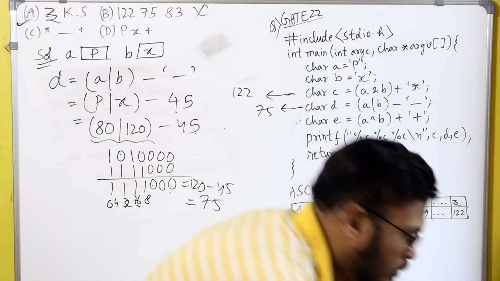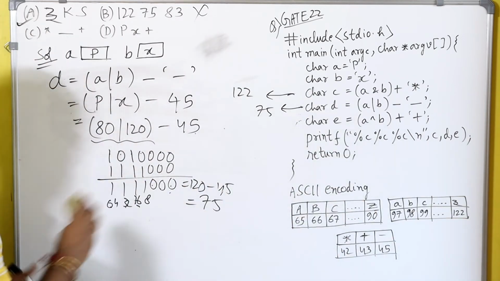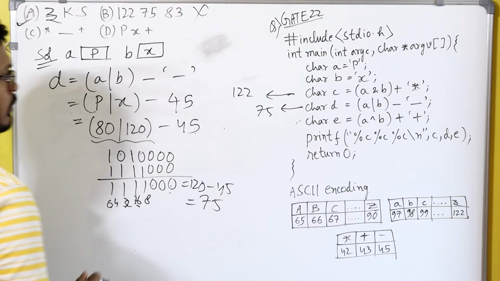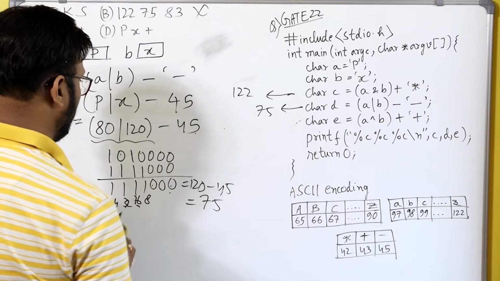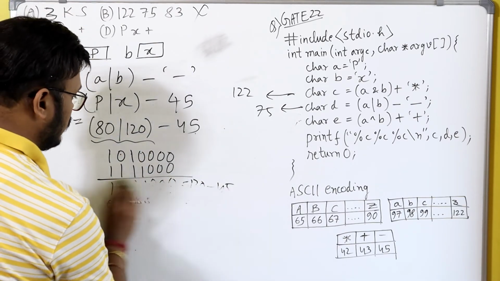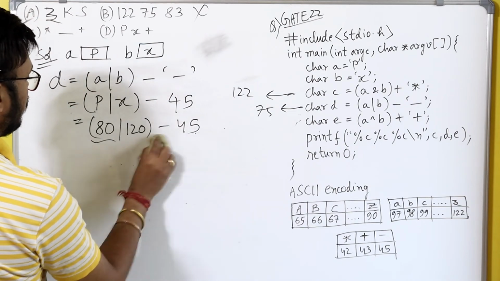So now this part is left, char E. Fine. So I am going to rub this out now to calculate the char C part. Okay.